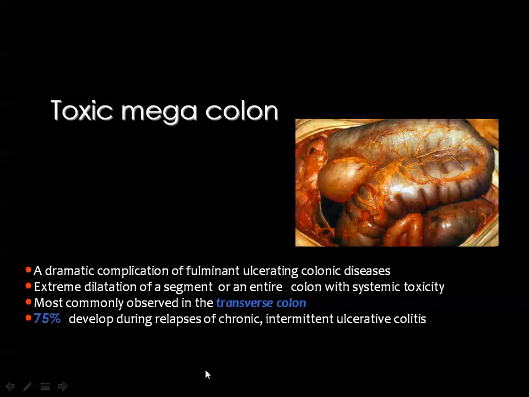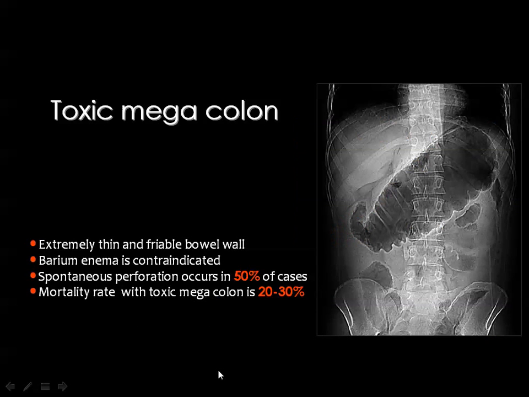Toxic megacolon means that the colon is extensively dilated. Particularly, this disease affects the transverse colon, and the colonic wall is very friable and is liable to rupture. If you look at the plain x-ray, of course the barium enema and the endoscopy are absolutely contraindicated in such conditions for fear of perforation of the colon. And you see severe distension of the transverse colon, as you can see in this plain film. A spontaneous perforation of this toxic megacolon may result in 50% of the cases, and the mortality rate is high, may reach about 20 to 30% of patients.